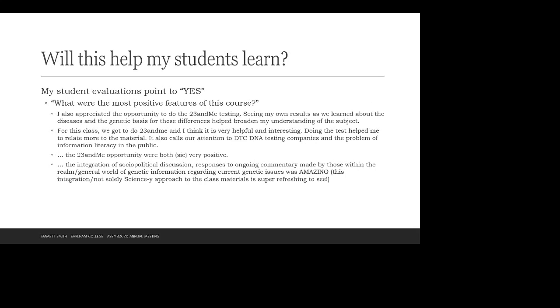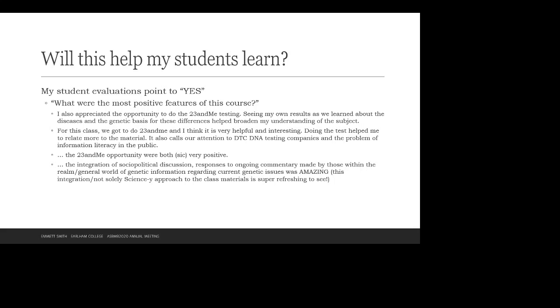My student evaluations from the one year that I used 23andMe in my course also point to yes. When students were asked in an open response evaluation what the most positive features of this course were, and they could have picked anything that we did all semester long, I got 7 total responses, and out of 7, 4 of them chose to highlight 23andMe and direct-to-consumer testing discussions and projects as one of the most positive features of the course.